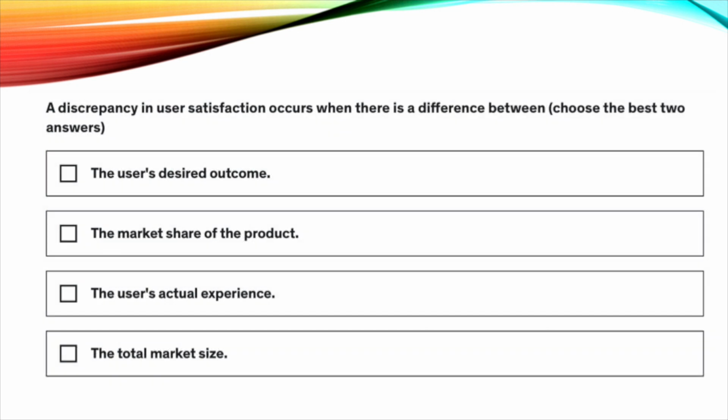A discrepancy in user satisfaction occurs when there is a difference between, choose the best two answers. The user's desired outcome. The market share of the product. The user's actual experience. The total market size.